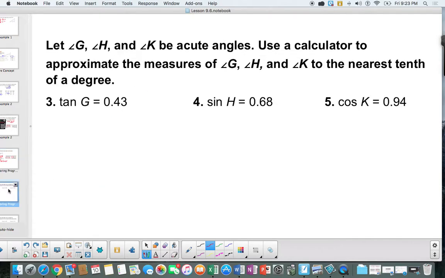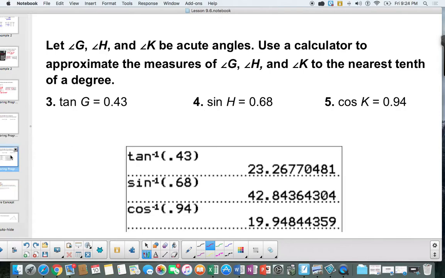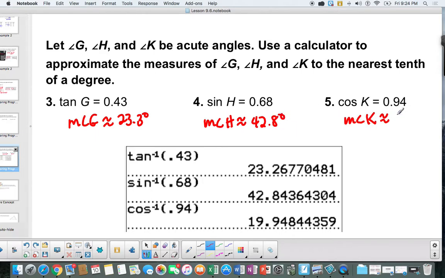All right, your turn. Go ahead and see if you can use your calculator and arrive at these answers here. I've used a calculator and I have it. So let me go ahead and write the answers. The measure of angle G is approximately 23.3 degrees. The measure of angle H is about 42.8 degrees. The measure of angle K is about 19.9 degrees.